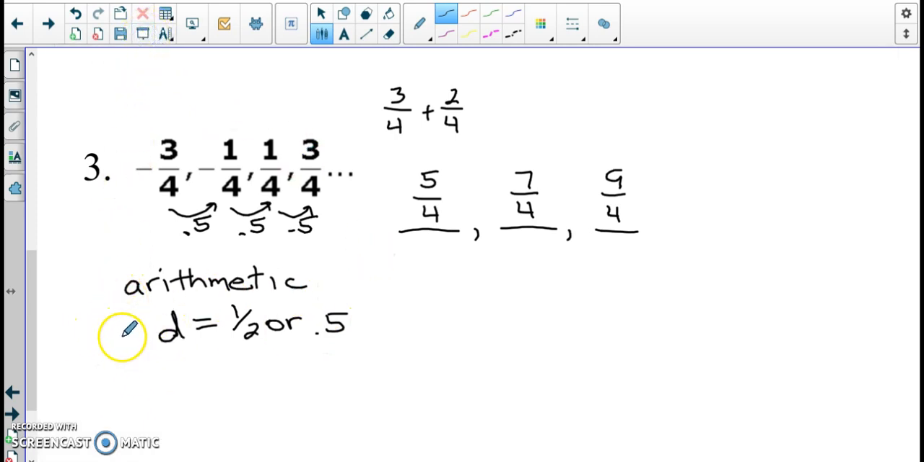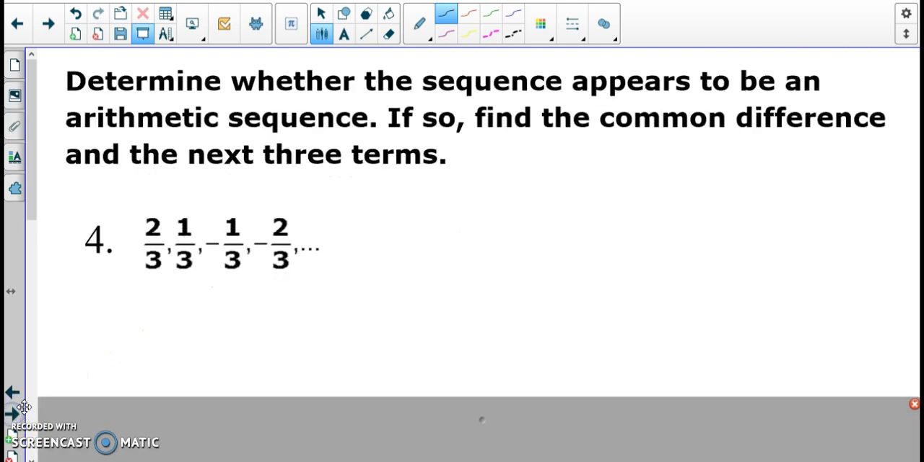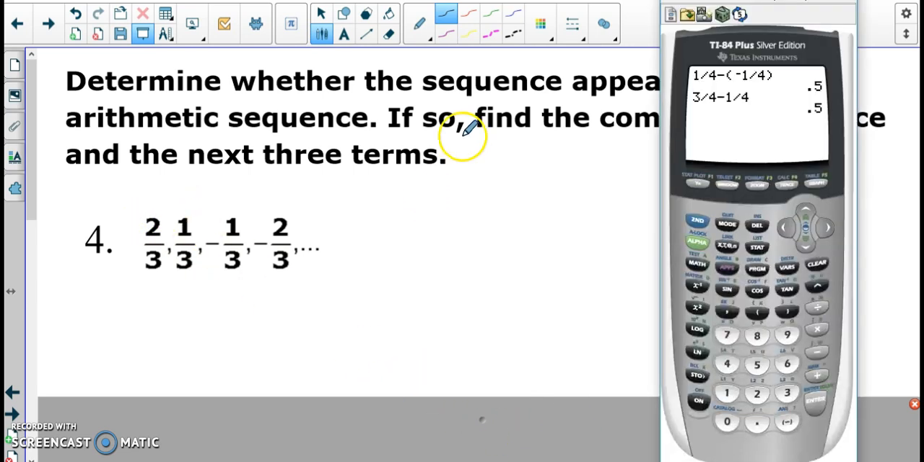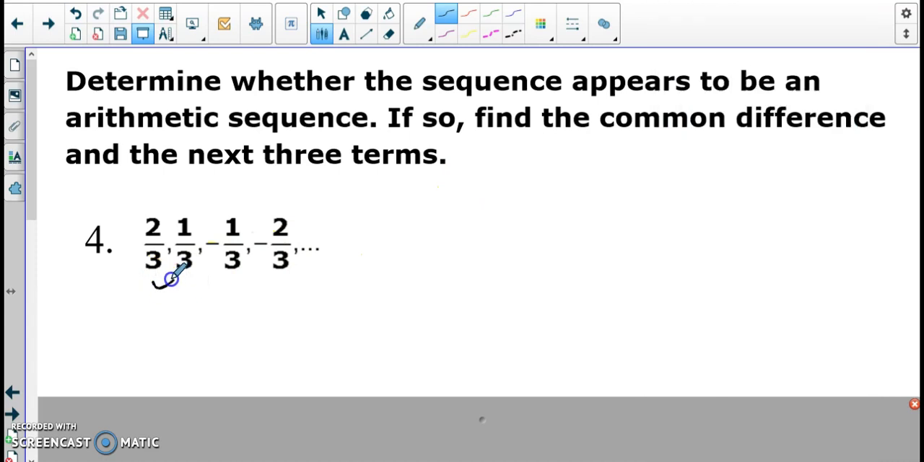Okay, so the fourth one there. Again, we got fractions, so you may want to use your calculator. Take the second minus the first. Take 1/3 minus 2/3. Okay, so 1/3 minus 2/3. And that's going to give me -0.3 repeating. Well, that's -1/3. I'm just going to leave it as -1/3.